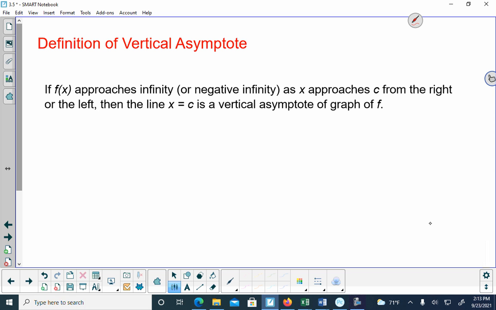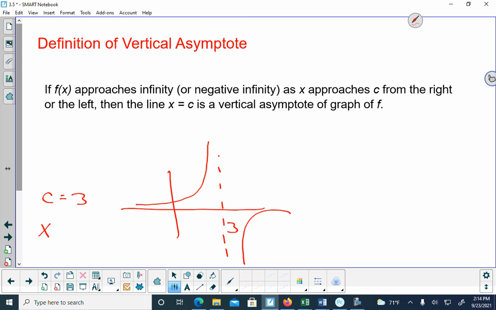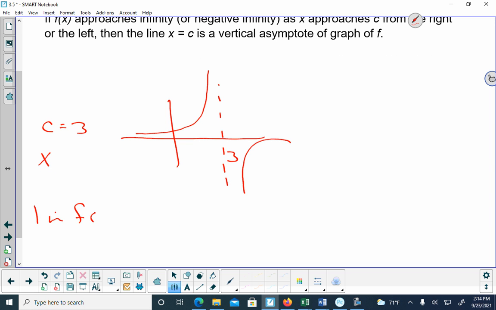So the definition of a vertical asymptote is: if f of x approaches infinity or negative infinity from the left or the right, then there is a vertical asymptote at that value. I could draw a picture if you want. Here's 3. In this case my c would be 3. If I take the limit of f of x as x approaches 3 from the left or from the right, and it's equal to positive infinity or negative infinity, I'm going to say that there is a vertical asymptote.